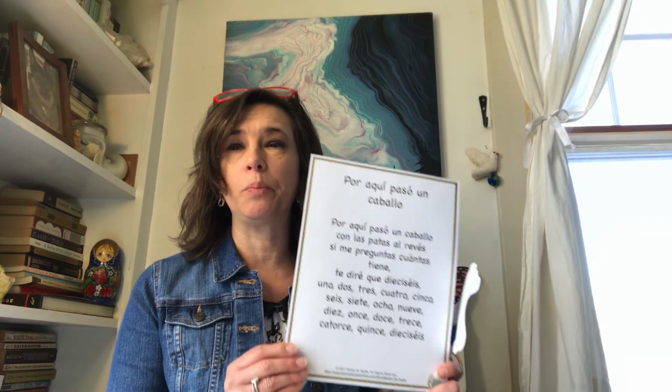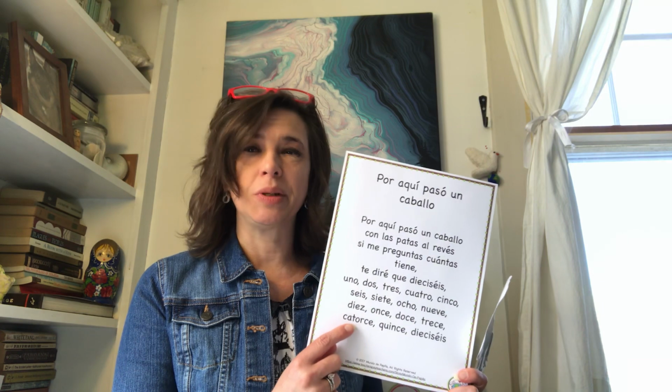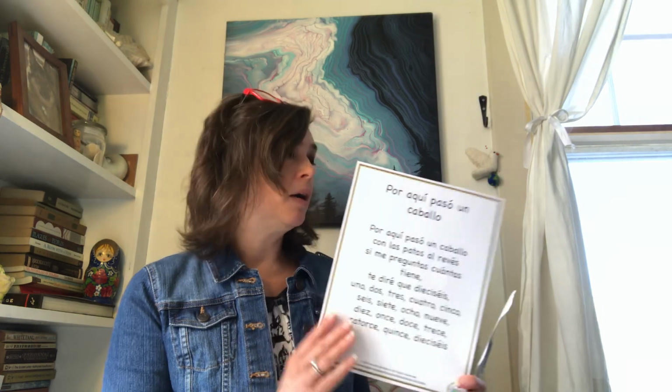So in our poem props pack, we do have printables for el caballo, con las patas al revés. You can see these little reverse feet, right? I always find that really funny. And also the numbers to count, because the poem itself, and this is a mini poster of the poem, if you are unfamiliar with this particular poem, counts up to 16, which is really great. So I have all of the numbers as props as well.